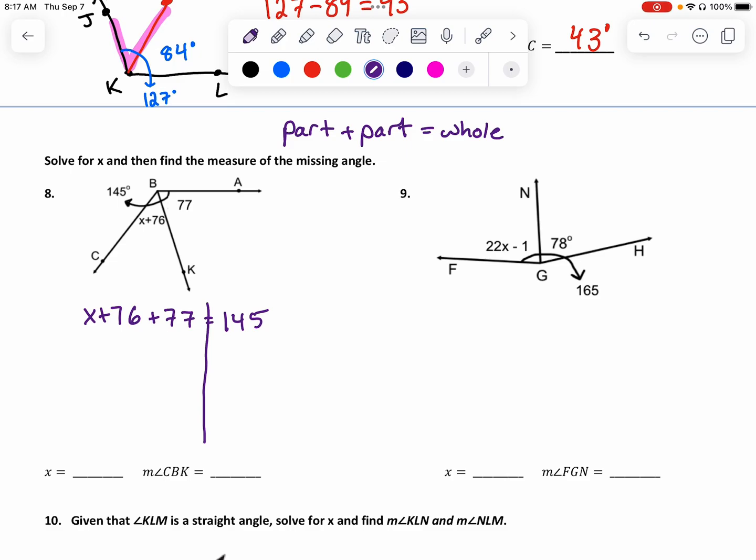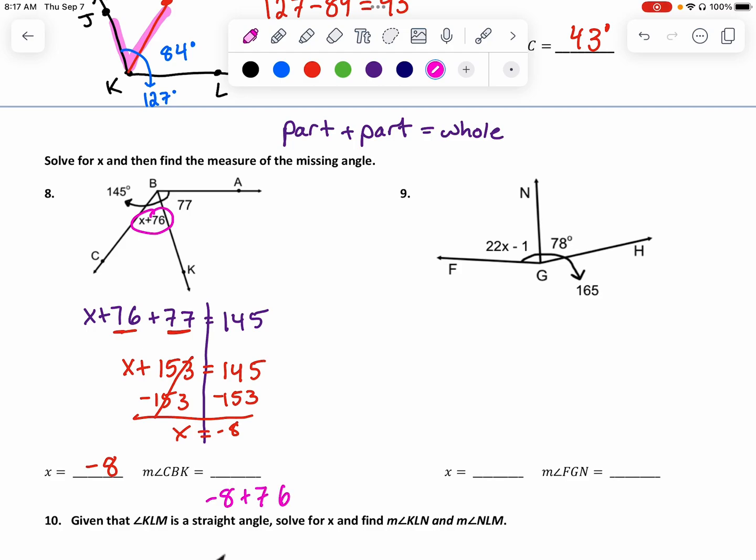So we can solve for x. My first step would probably be to combine like terms. So we can combine these together. If we add those together, we get 153. Then we can subtract the 153 over, because that's the opposite of adding it. So x equals -8. Then it wants us to find the measure of angle CBK. So that is right here. So we're going to plug in this -8 for the x. So it'll look like -8 plus 76, which leaves us with 68 degrees.